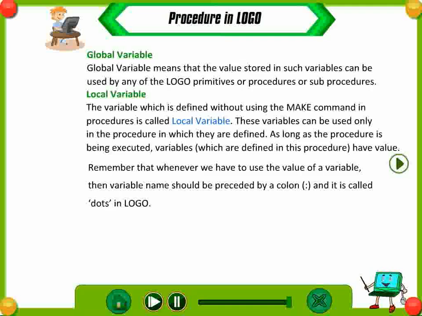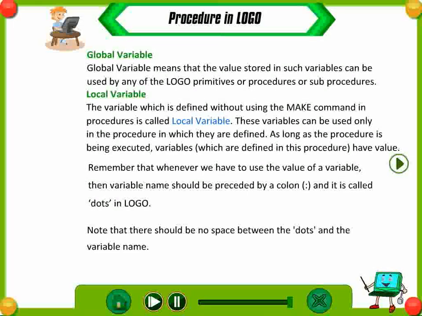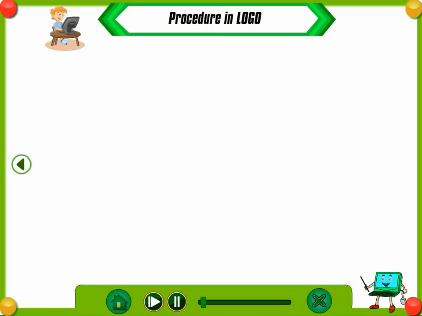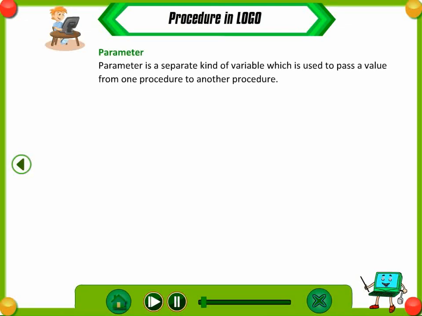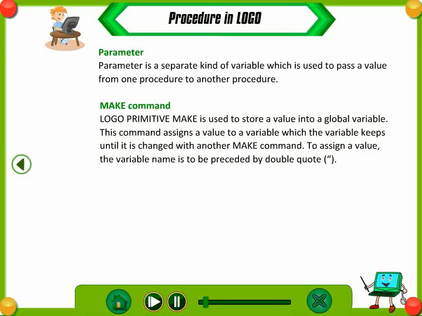Remember that whenever we have to use the value of a variable, the variable name should be preceded by a colon, and it is called dots in Logo. Note that there should be no space between the dots and the variable name. Parameter. A parameter is a separate kind of variable which is used to pass a value from one procedure to another procedure. Make command. The Logo primitive MAKE is used to store a value into a global variable.